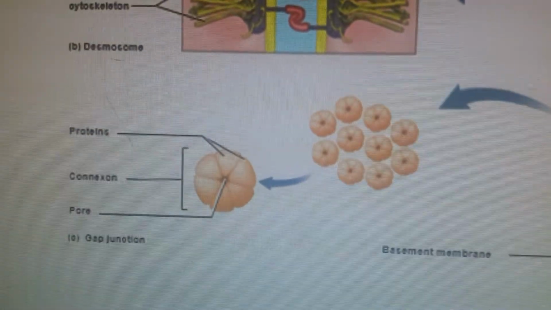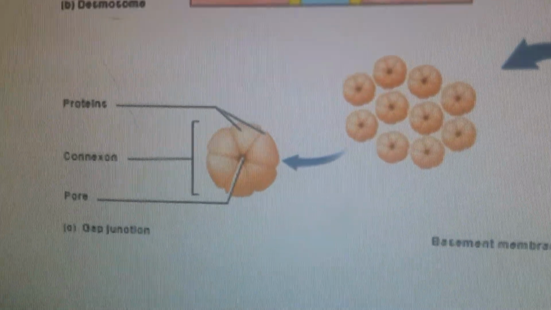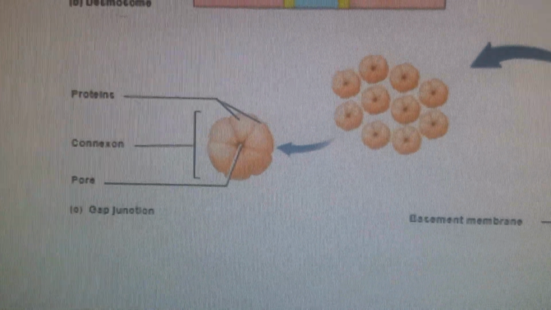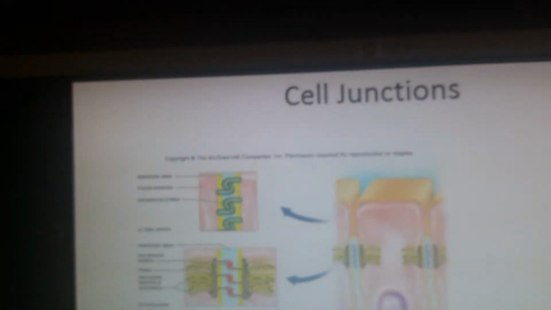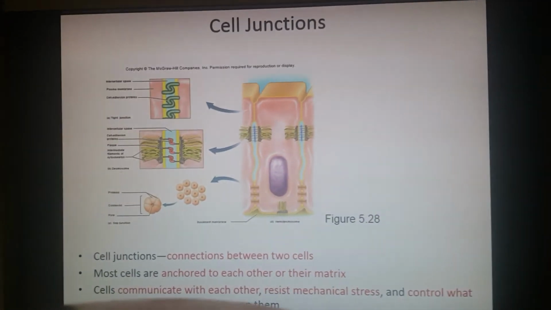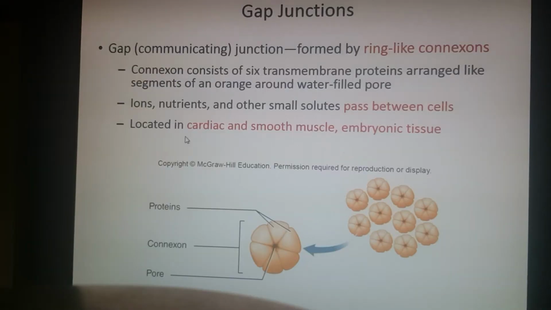The last specialized cell junction is a gap junction. So it kind of looks like an orange, so there's multiple proteins that make up this structure, and it helps with transport and communicating between your different cells.